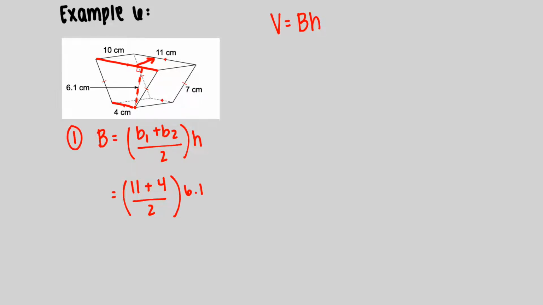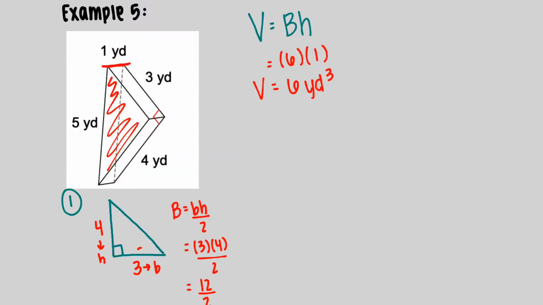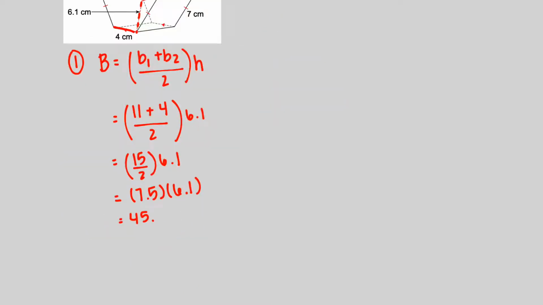So we're going to start combining to get one number. 11 plus 4 gives us 15. We're going to divide that by 2. And when we do that, you should end up with 7.5 times 6.1. If you want, of course, to do it by hand, you're welcome to. If you plug it into your calculator, though, you should get 45.75 should be the area of your base.